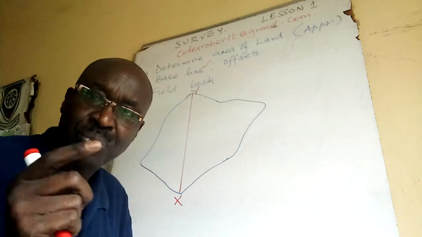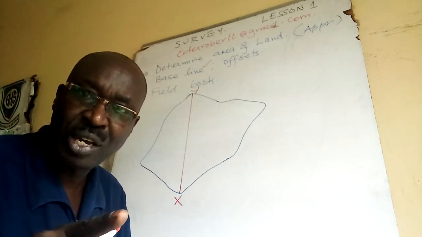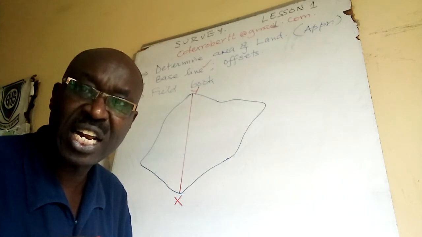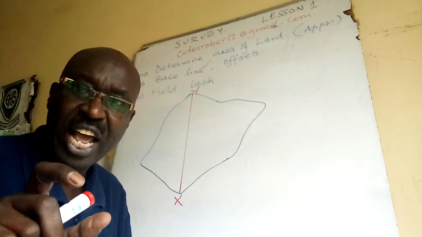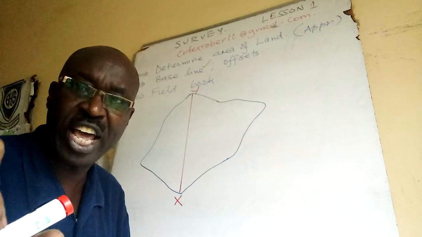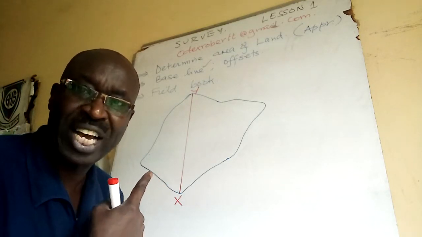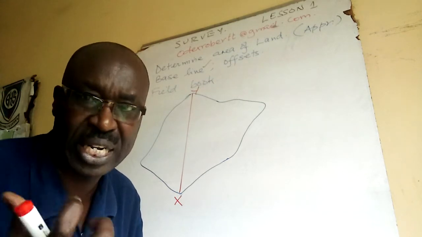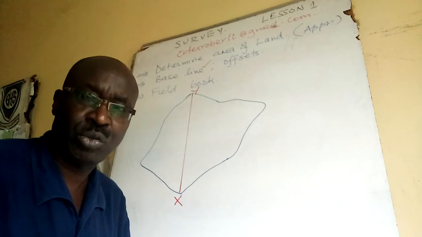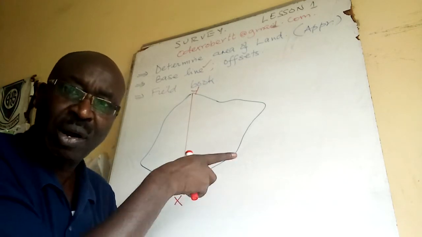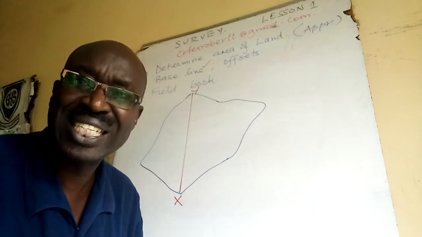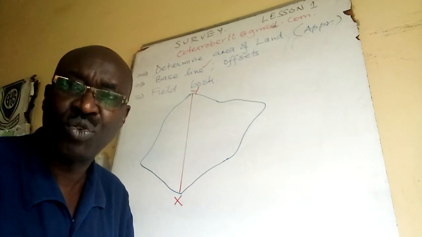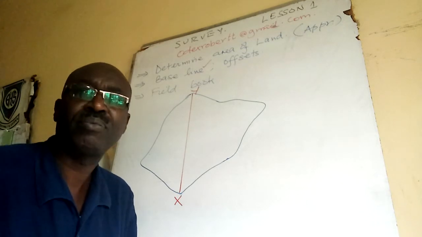Again, how to determine the area of a parcel of land whose boundary is irregular. We cannot use any particular formula for area to get the exact area. So what we are doing, we are approximating. So what do you do once you have a piece of land? Draw a straight line from one end to the other. That line XY I have drawn is known as the baseline.